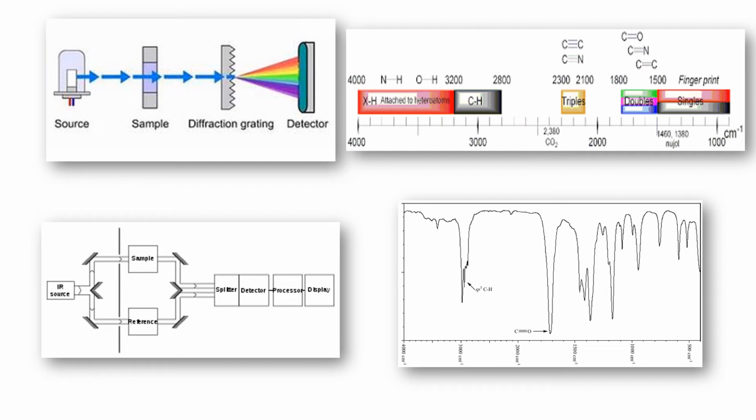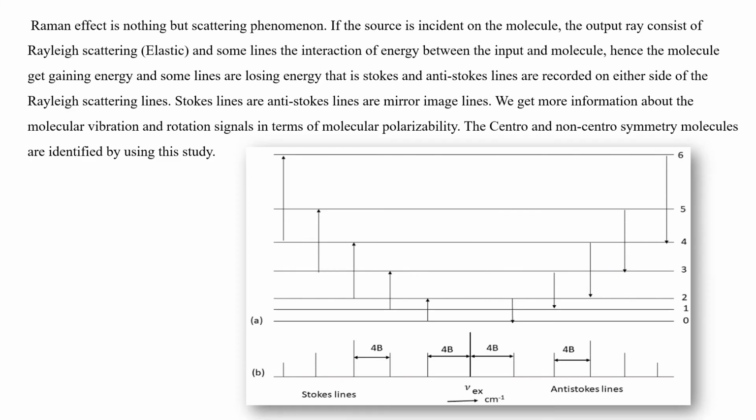Some of the centrosymmetric elements are not active in the IR spectra. Those particular signals cannot be obtained through that diagram, so we cannot determine the particular signals to be presented in the far region.